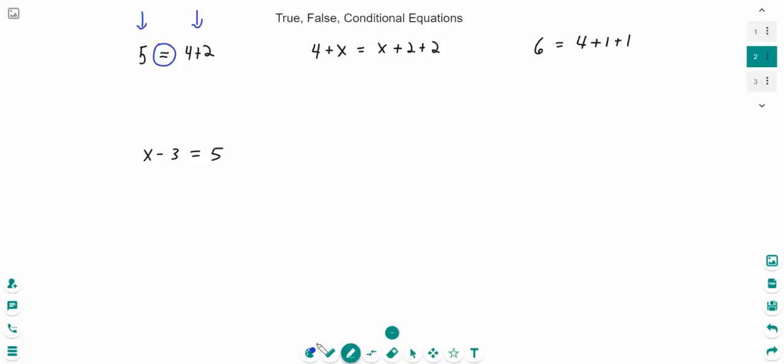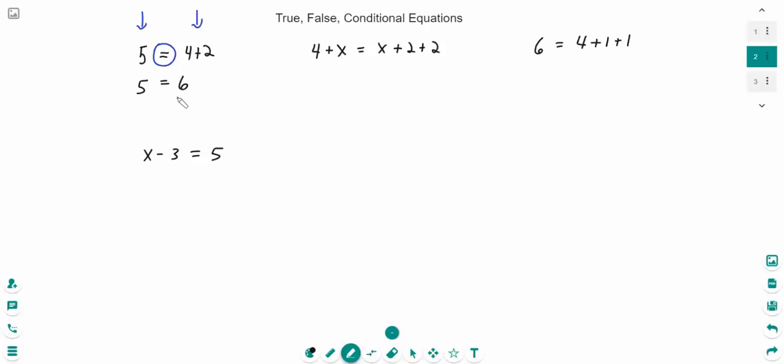So if we simplify this, we're going to have 5 equals, what is 4 plus 2? Well, 4 plus 2 is 6, right? So 5 equals 6 would be another way to write this equation. All right. Now, the question then that kind of jumps at us is, how can this be?